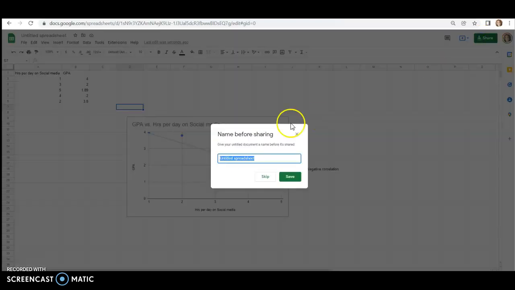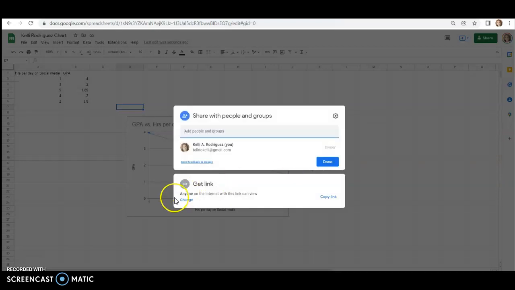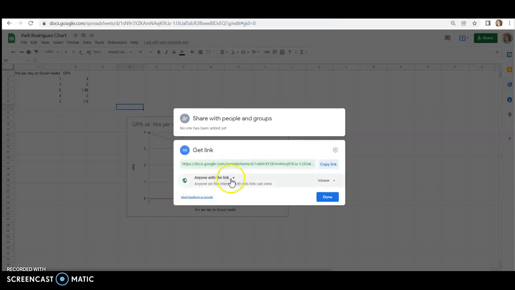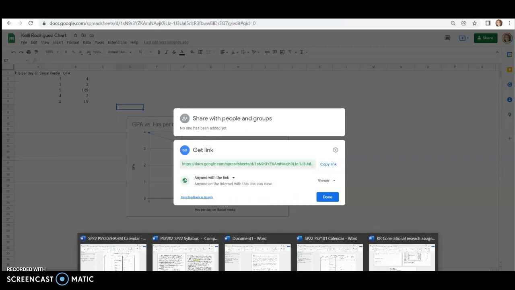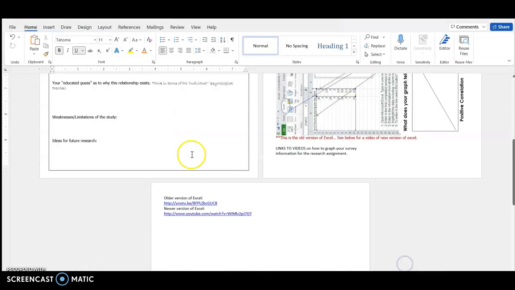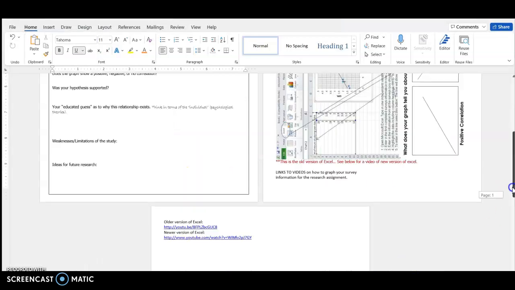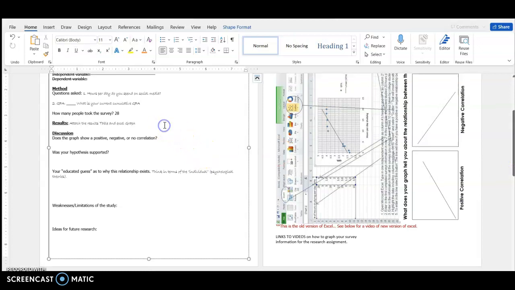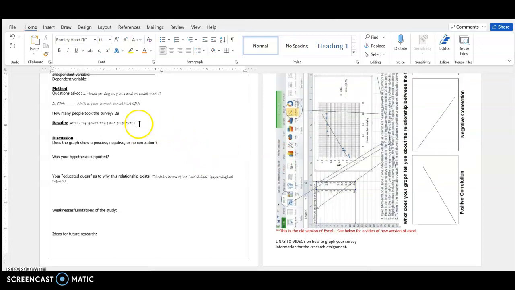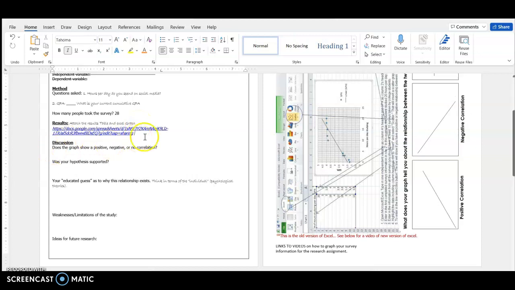So you go over to share, and I would put in Kelly Rodriguez chart, and I would push save. And then you go to change anyone on the internet with this link. So I would copy that link, and once I copy that link, I am going to go back to my sheet, get that link. There we go. And it says attach it. So if you were doing it on Excel, you could print it off. Here, I'm just going to put the link right in there so that when I'm grading it, I can click on that and see your table and your chart.